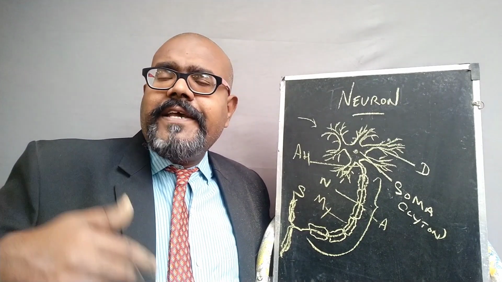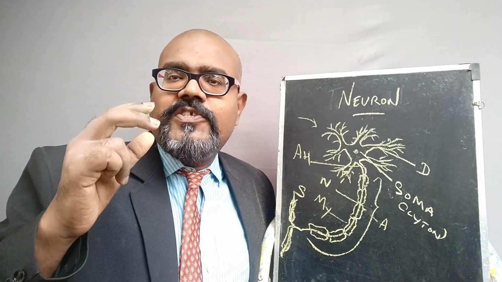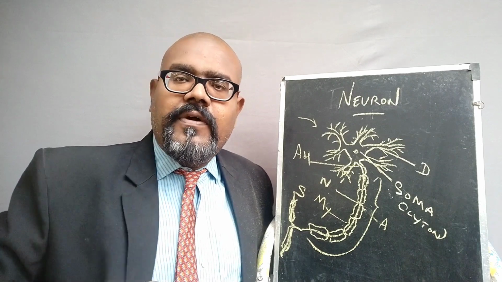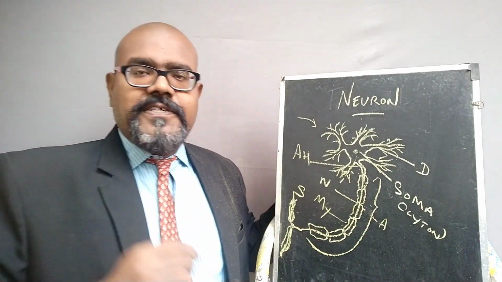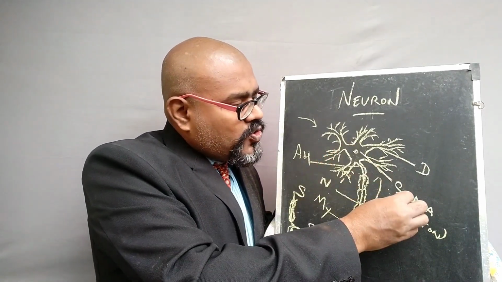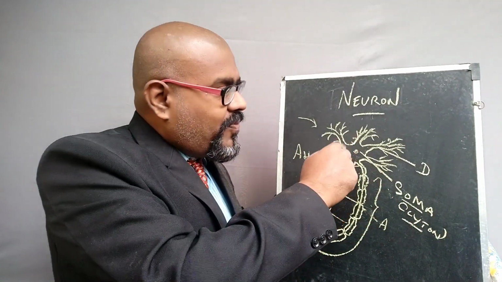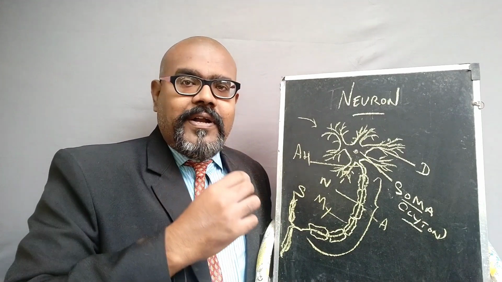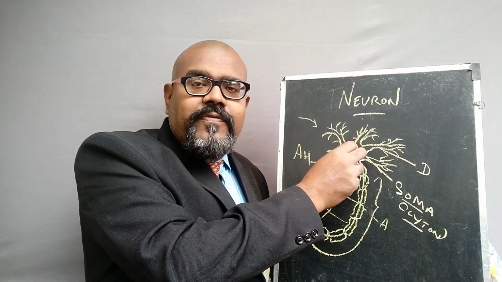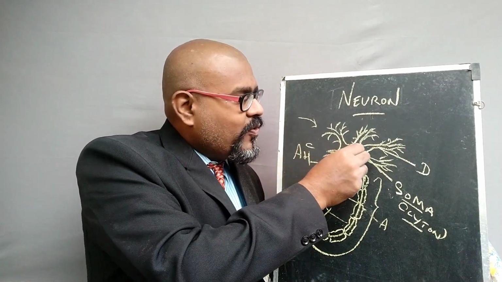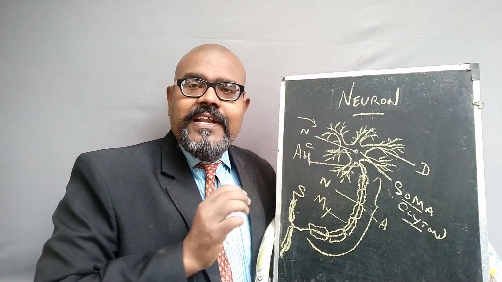Then next we are going to see the functions of each and every part of the neuron. First we know all the parts, then functions come. Come to the soma or cyton. This particular soma, as I already told you, is a compact part. It consists of cell organelles and the nucleus.